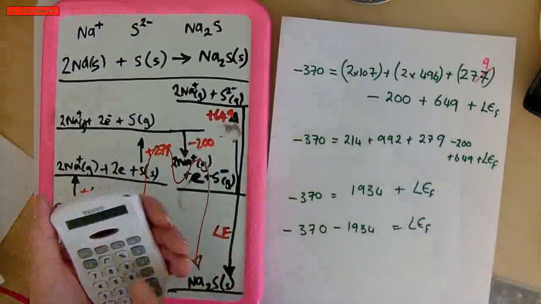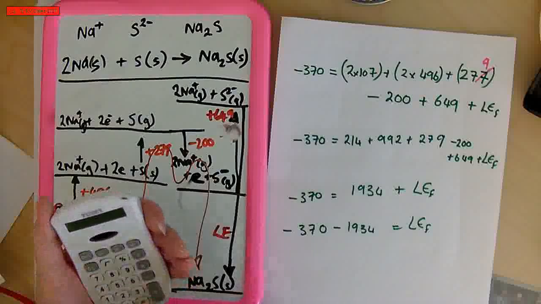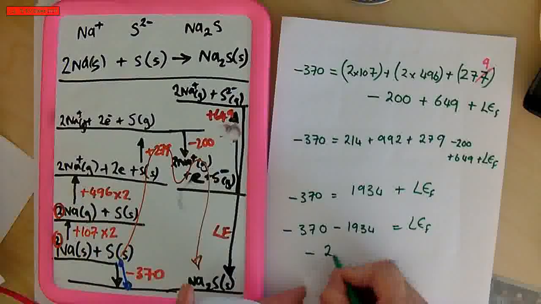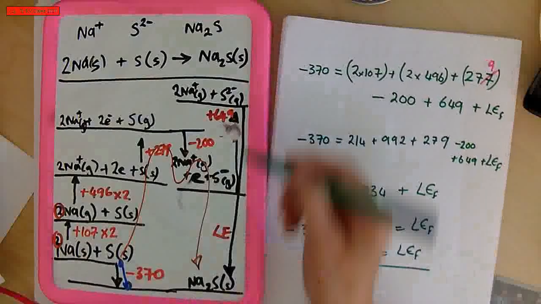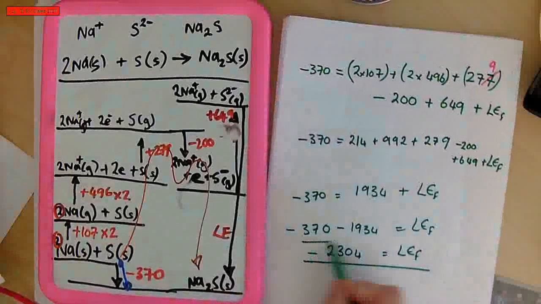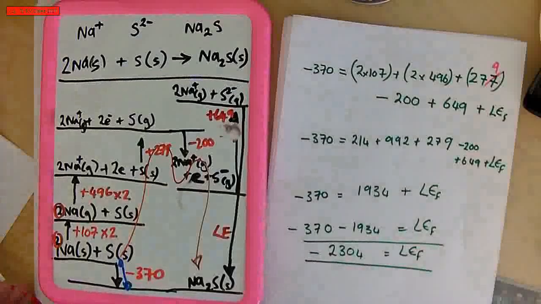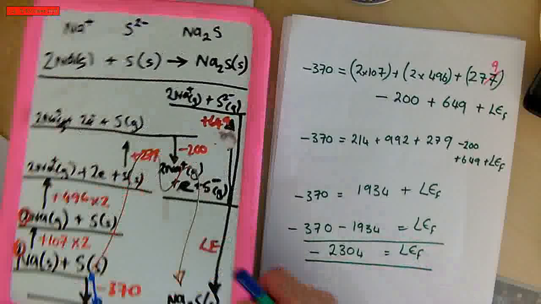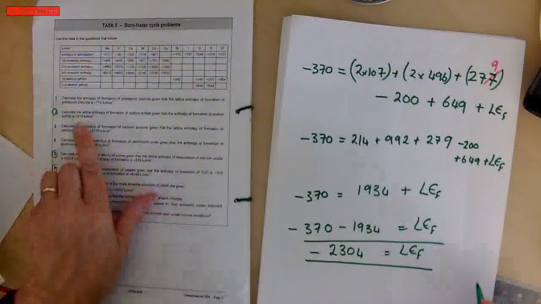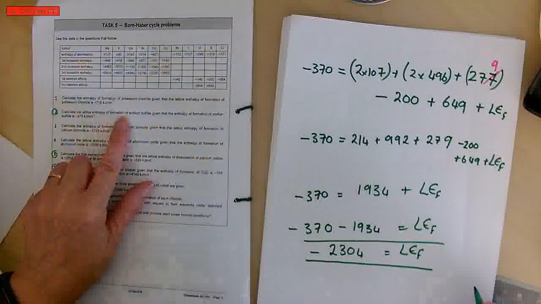So if I work that out, that means this side is minus 2304 is the lattice enthalpy of formation. So as we create our solid lattice, it is exothermic, and I'm just going to check. It asked me for the formation and not the dissociation. So question number 2, calculate the lattice enthalpy of formation.